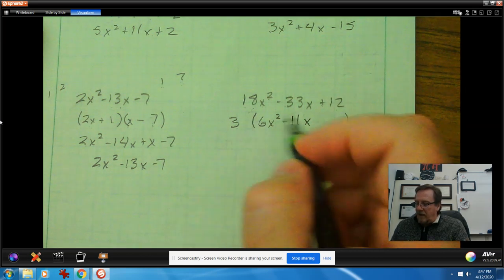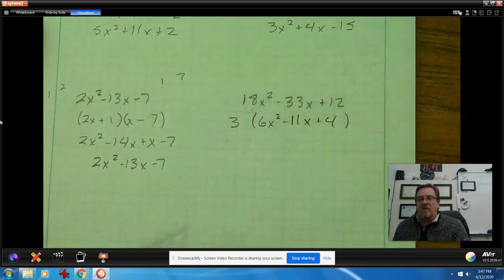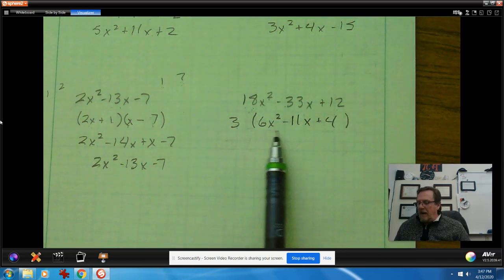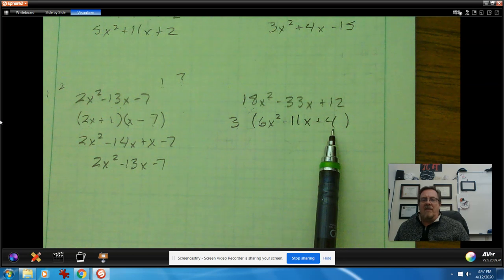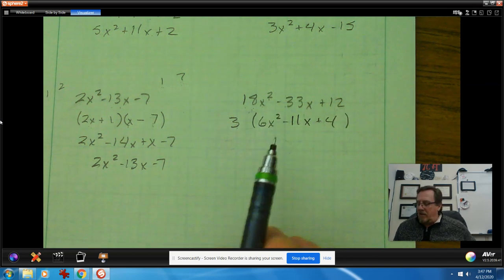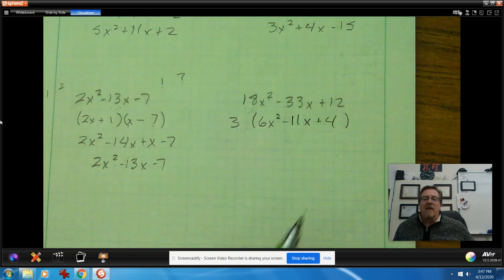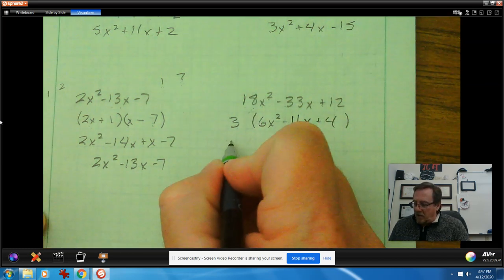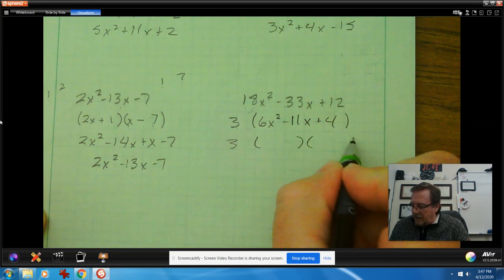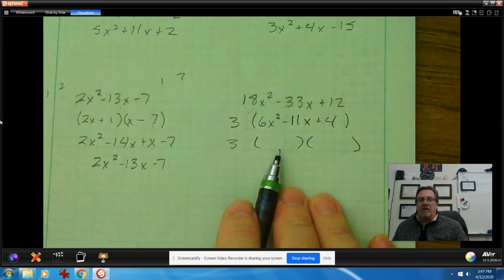And 12 divided by 3 is 4. Why did I do that? Well, now I have a trinomial with easier numbers to work with than what I started with up here. It's not that I couldn't have factored this before into 2 binomials. It's just that it would have been more difficult. So I'm going to try and factor this trinomial now into a couple binomials.